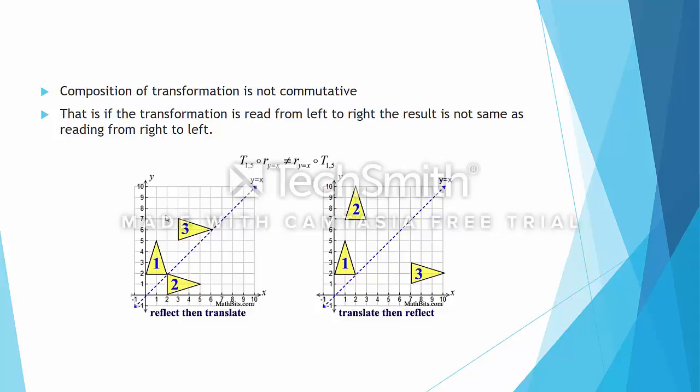Composition of the transformation is not commutative, that is what we proved. It is to note that composition of transformation is read from left to right. The result is not the same as reading from right to left.